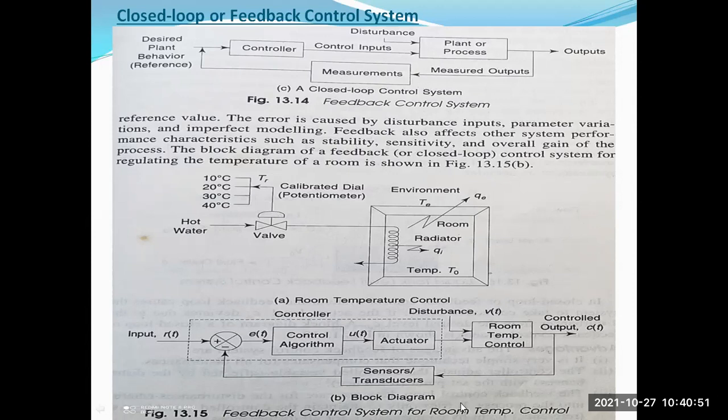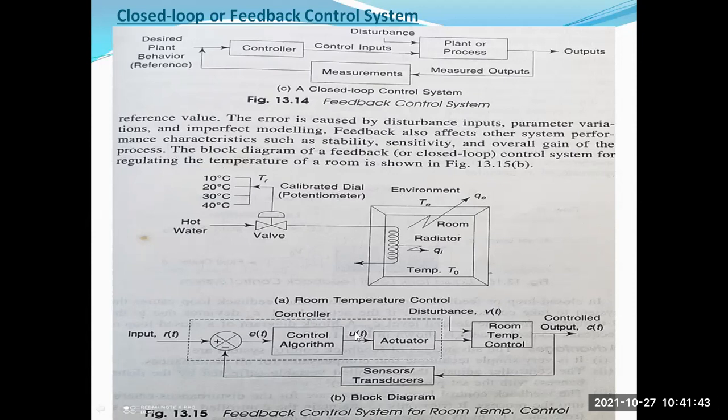So here the error is caused by the disturbance input, parameter variations and imperfect modeling also. This feedback also affects other system performance characteristics such as stability, sensitivity and overall gain of the process. So these are all important terms. So this block diagram of feedback is a closed loop control system or feedback control system.